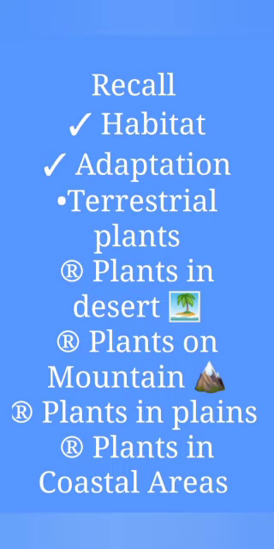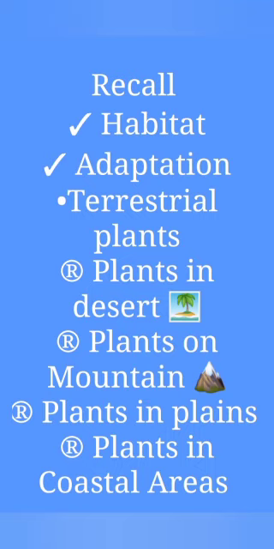Students, let us recall today's portion. A habitat is a place where an organism makes its home. A habitat meets all the environmental conditions an organism needs to survive. Next is adaptation. When plants adapt to their environmental conditions and adjust to their surroundings, it is known as adaptation.